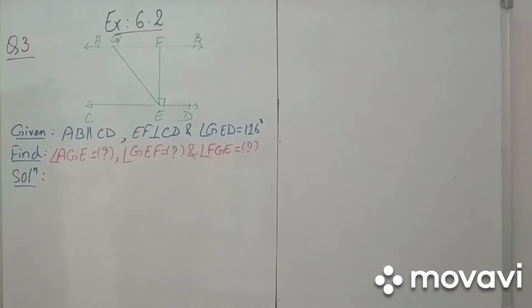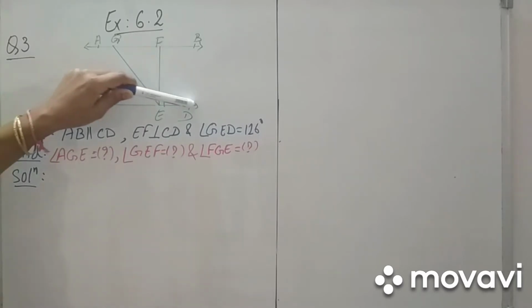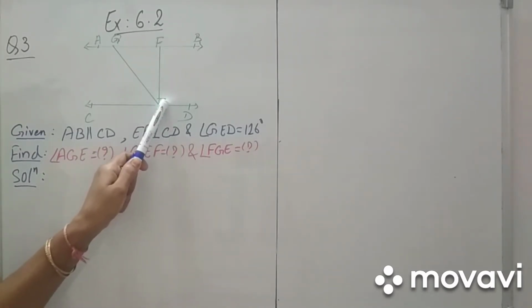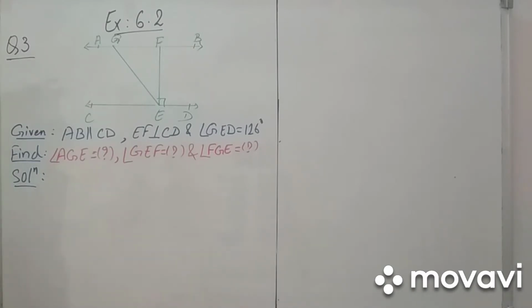Continuing with our chapter 6, exercise 6.2, questions number 1 and 2 are in homework. You have to do it yourself. Question number 3, let us see. Here, what is given? AB and CD, two lines are parallel. EF is perpendicular to CD. Whenever the line is perpendicular, it gives you 90 degrees. That you have to keep in mind. Also, this sort of an angle formation means 90 degrees.